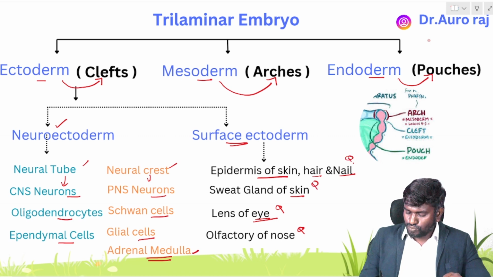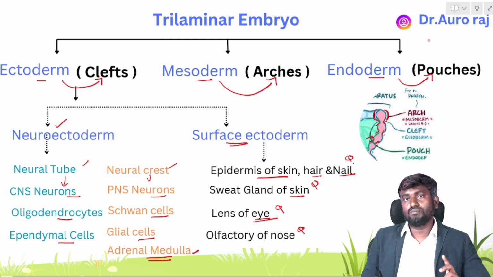And if you want to know more extensively, look at this, this is how the arches are. This region right over here, these are called as what? The cleft, and this is going to be the pouches inside. These are called as the pouches, which are formed by endoderm.